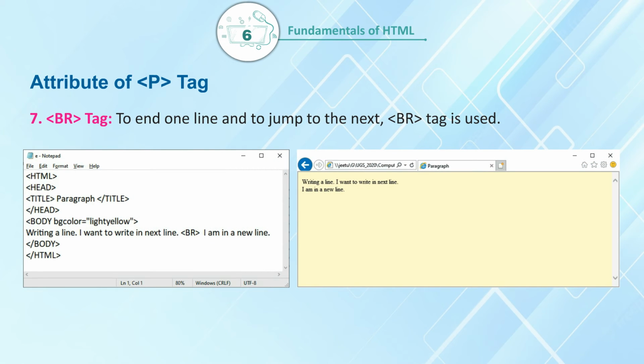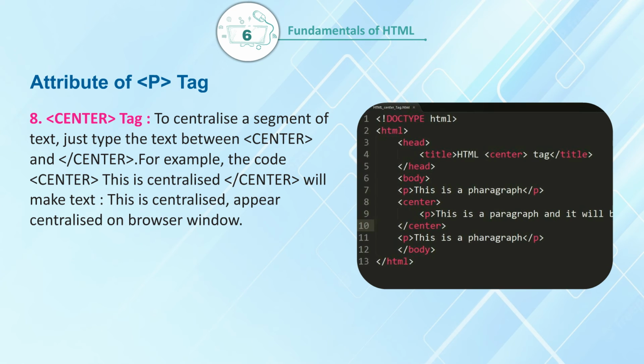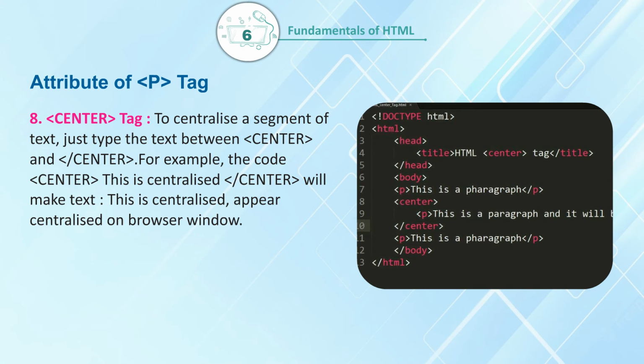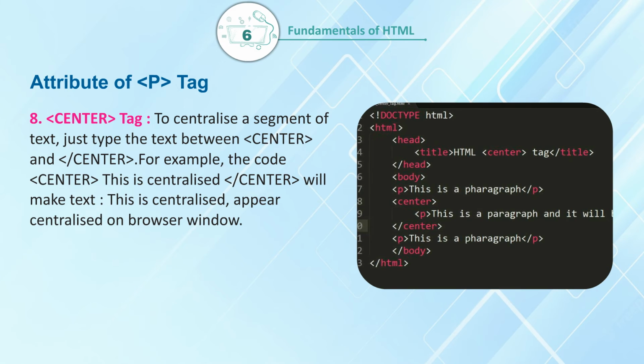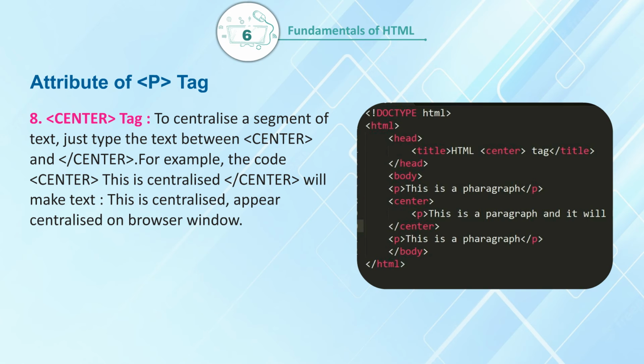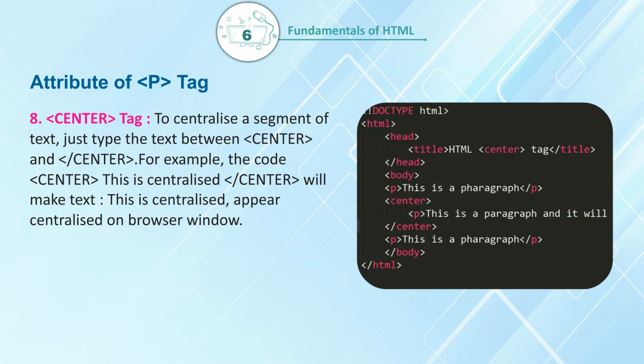BR tag. To end one line and to jump to the next, BR tag is used. Center tag. To centralize a segment of text, just type the text between center and center. For example, the code center, this is centralized, center will be text. This is centralized appears centralized on browser window.